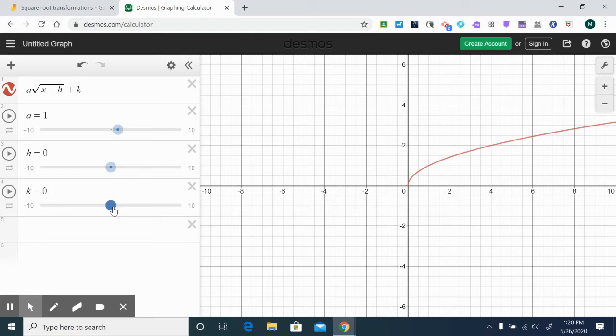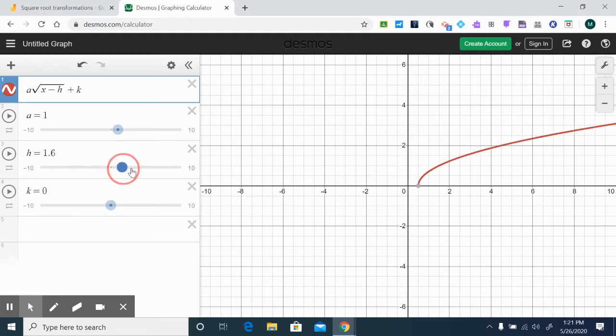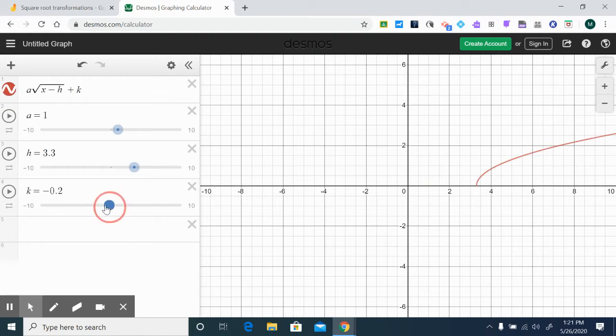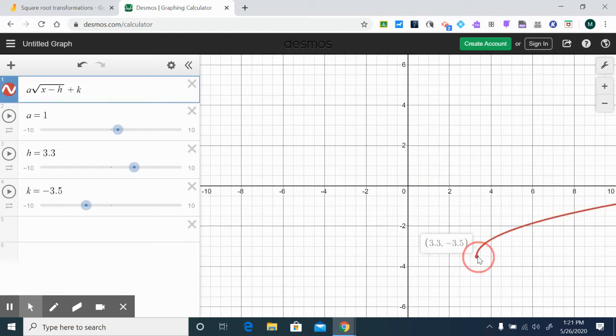Now, all of our functions up to this point have had an inflection point or some kind of point in the middle. With your square root function, it's this point right here, 0, 0, and that's like your h and k value. If I were to change my h value and my k value, now my new starting point is at 3.3, negative 3.5, and that matches the opposite of what we'd see up here.